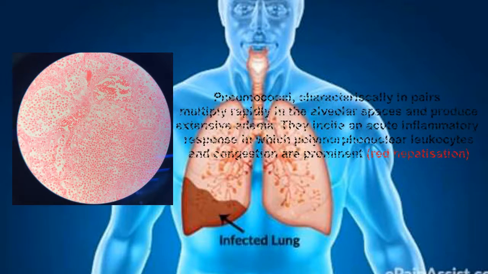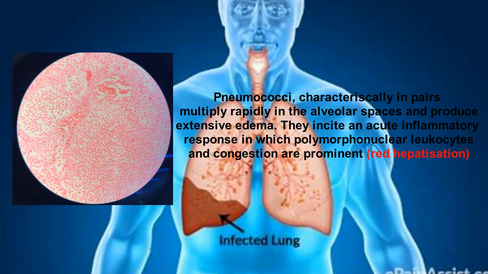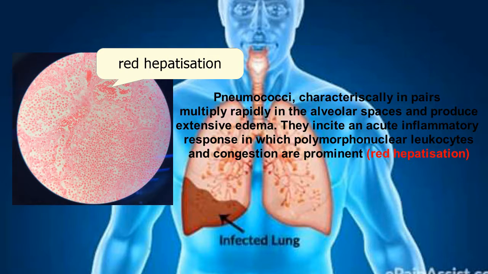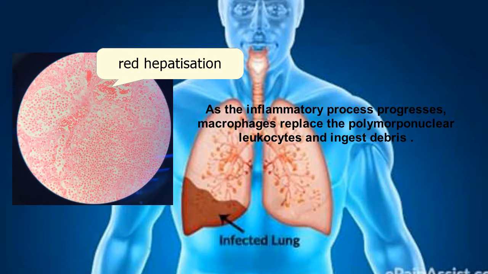Pneumococci, characteristically in pairs, which is diplococci, multiply rapidly in the alveolar spaces and produce extensive edema. They incite an acute inflammatory response in which polymorphonuclear leukocytes and congestion are prominent. This is called red hepatization. As the inflammatory process progresses, macrophages replace the polymorphonuclear leukocytes and ingest debris.